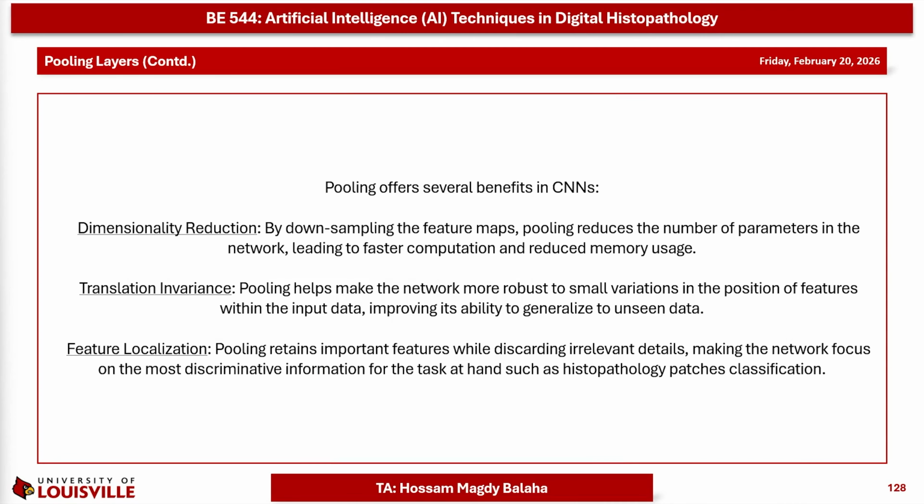So the benefits of the pooling layers, as mentioned, are dimensionality reduction. There are also two other important benefits. The first is translation invariance, where the pooling helps make the network more robust to small variations in the position of features within the input data, and therefore it can help to generalize to unseen data. The second is feature localization, where the pooling layer retains important features while ignoring irrelevant details, and that will make the network focus only on the most discriminative information for the task at hand, like distinguishing between tumor and non-tumor tiles.